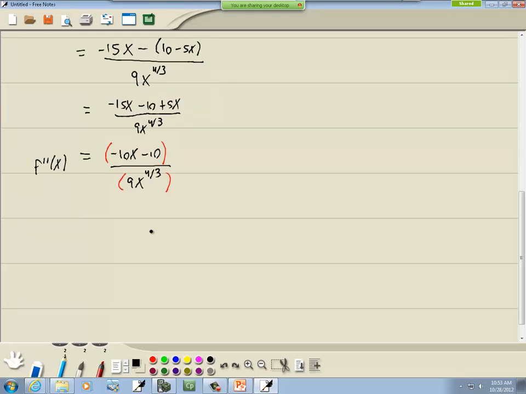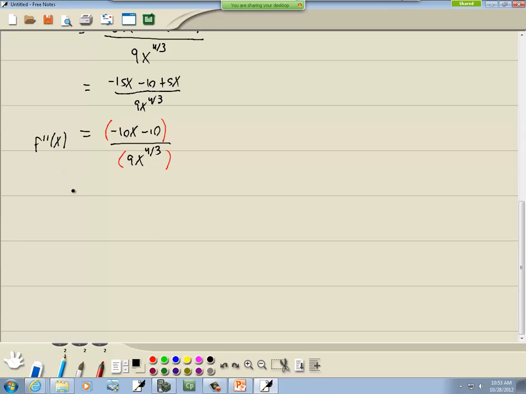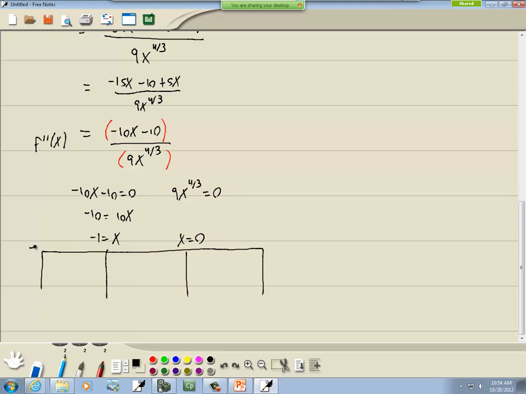Well, to find our critical values, we set the top part equal to 0, bottom part equal to 0. So I got -10x minus 10 equal to 0, and 9x to the 4/3 equal to 0. So here, take the -10x to the right side, becomes a positive 10x. Divide both sides by 10, you get x equals -1. And this one gives us x equals 0. So build our table of intervals. This is -infinity, this is positive infinity. Choose test cases. Something between -infinity and -1, like -3. Something between -1 and 0, -1/2. Something greater than 0, like 1.